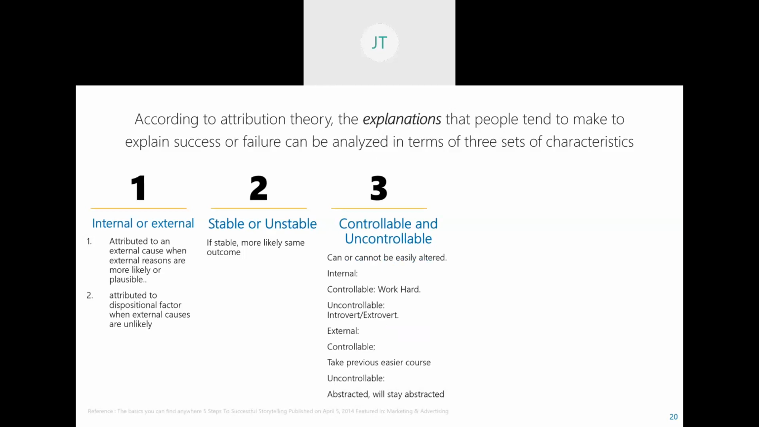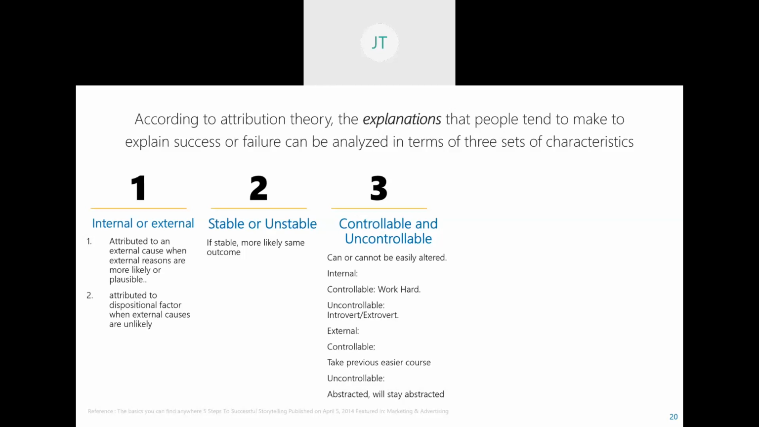And controlled and uncontrolled. So can it be controlled easily? So for example, can I work hard? For example, internal. In internal, it will be controllable. Working hard is controllable. Uncontrollable would be, for example, I am an introvert, full stop. I cannot change it. It's my core nature. I can't control it, right? Which means something that requires an extrovert approach in jobs, maybe they don't suit me. So that's an uncontrolled internal aspect, right? So internal also can have controllable and uncontrollable. External also can have controllable and uncontrollable explanations.